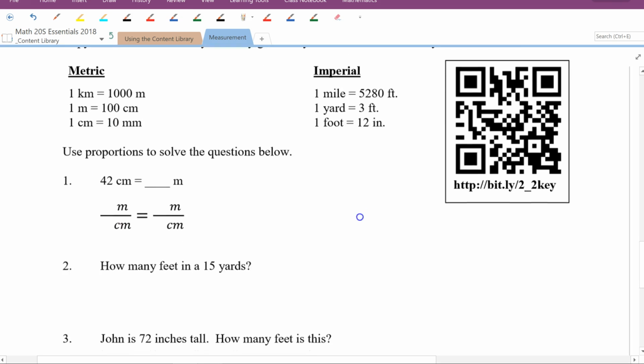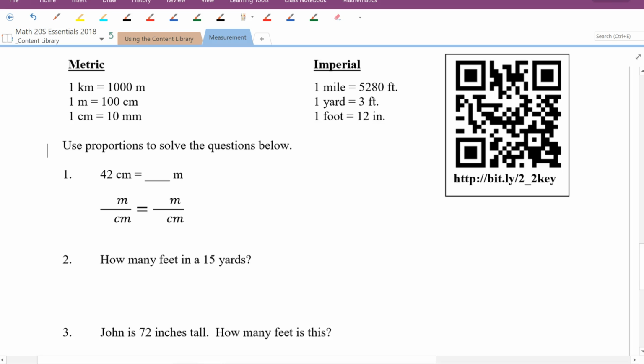So here's what I'd like to do. I'd like you to do all these questions because there's not that many. Each time you do a question, use this. You can either type this into your browser or you can use your QR code reader and you can get an answer key and you can find all the answers. And then when you're all done, ask me for the mastery check. Thank you, and I will see you later.